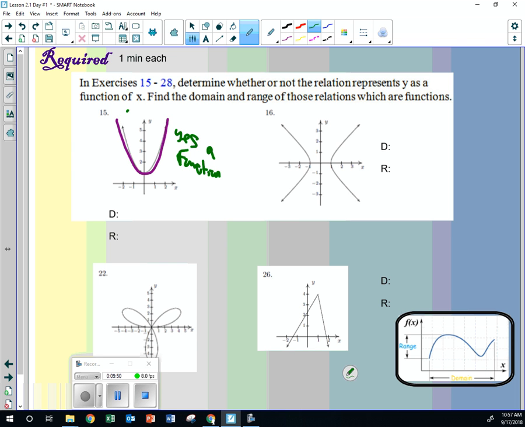So for the domain, we try to describe what x values are going to work. Well, this one kind of goes off into infinity, negative infinity, and positive infinity. That's the domain of that. Let's do it this way. Put an interval, negative infinity to infinity. That's simple. What's the range going to be?